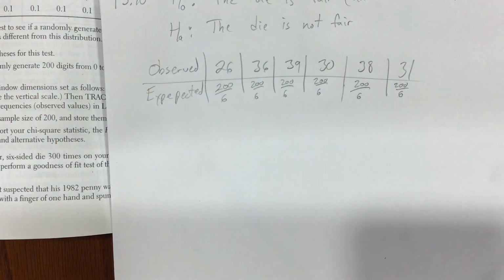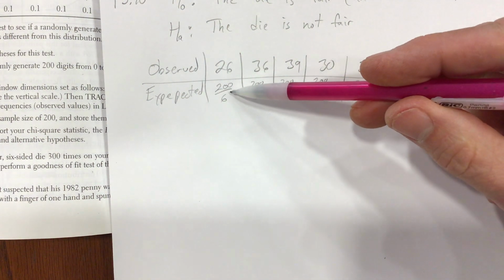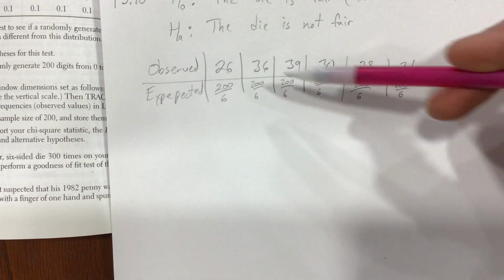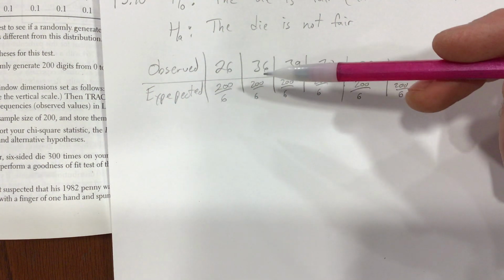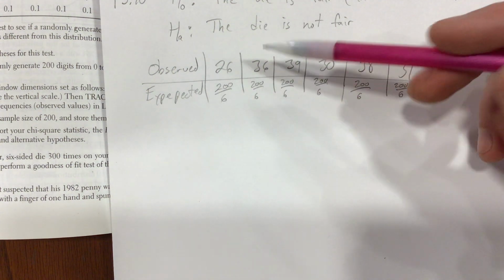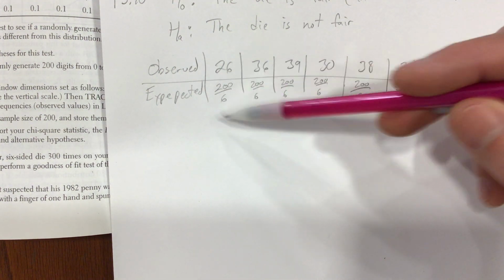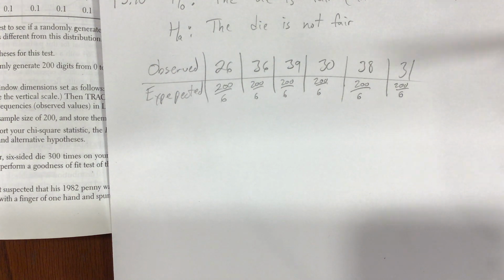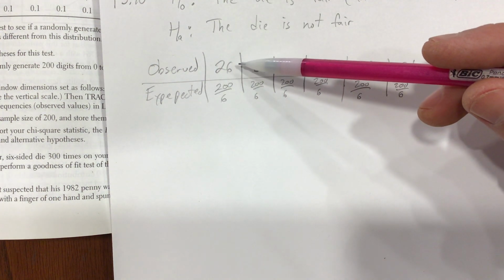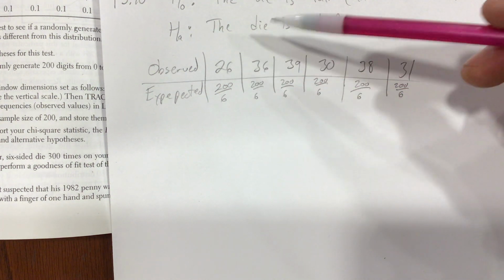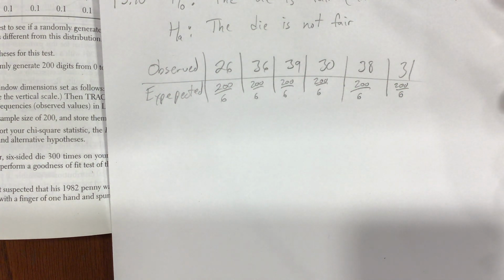Now my expected are all the same, 200 over 6. So the idea here is this is what we would expect to see on average, right? We can't actually get 200 over 6. That's not a whole number, right? It has to be a whole number. But this is what we would expect on average of doing this many, many times. So we're asking ourselves, did what we observe, was it close to that, or was it so far away from what we expected that we're going to conclude the die is loaded, the die isn't fair? And that's how a chi-square test works.